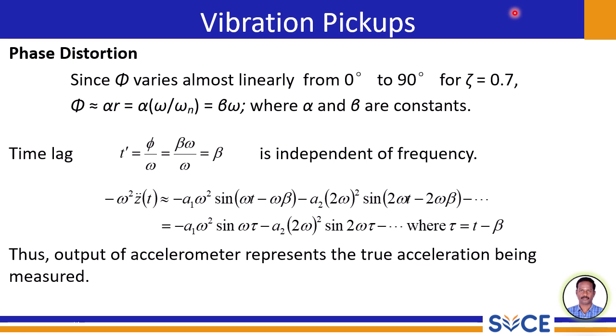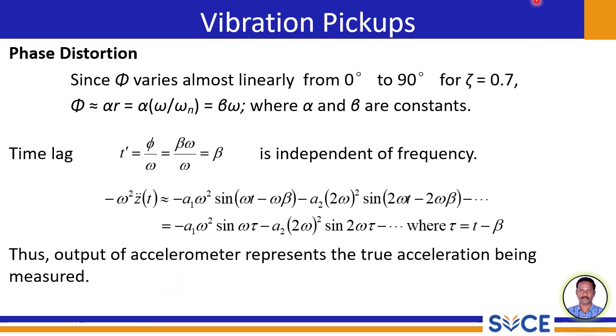Here we can rewrite, and in the second step we see that the output omega square z of t is essentially the true acceleration waveform but delayed in time by beta. If we define a new time variable, it will be named as t minus beta. That is, the output of the accelerometer represents the acceleration which is being measured.